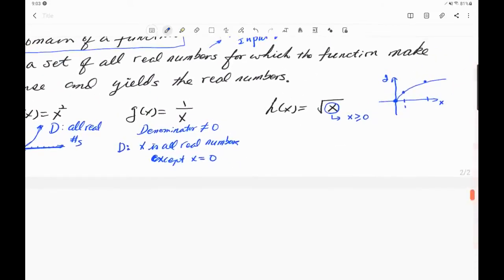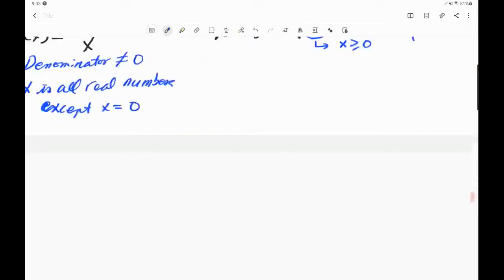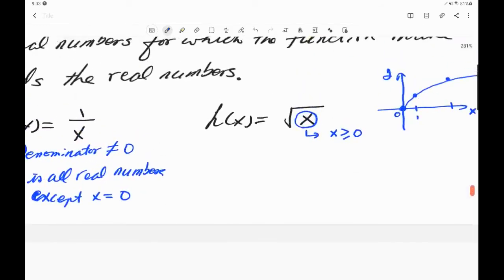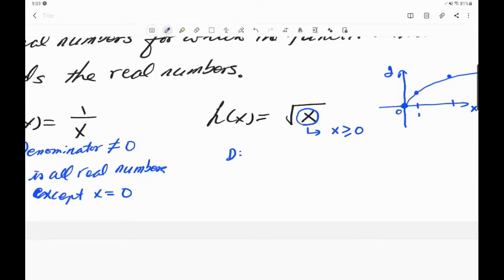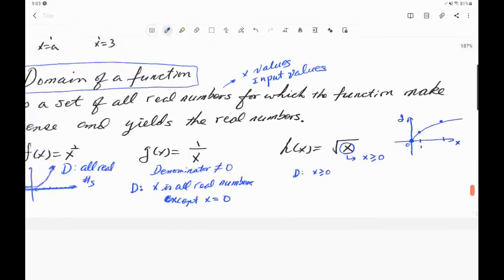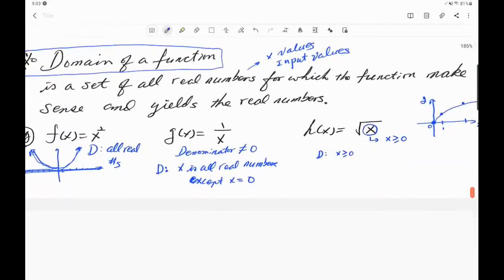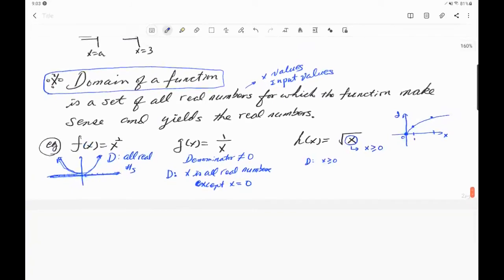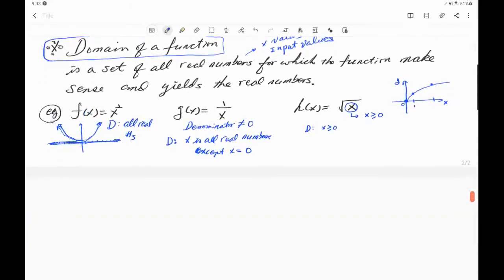As you see this, x cannot be a negative number. Can you see it? x cannot be negative, which means the expression under the square root has to be greater than or equal to 0. Always. So the domain is x greater than or equal to 0, the expression inside the square root. Depending on the function, the domain is different. So let's try some examples.